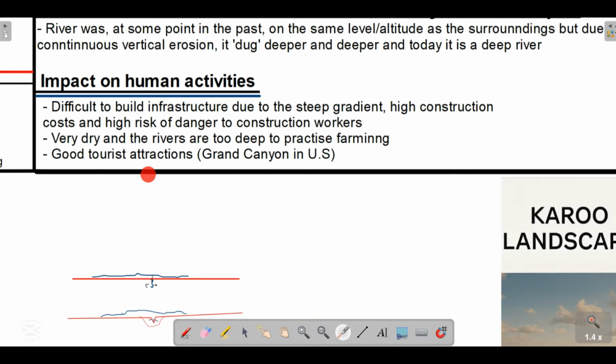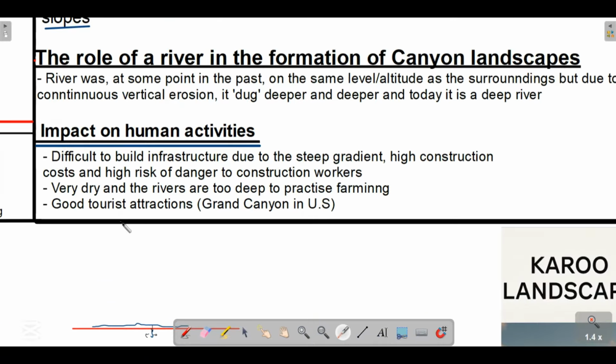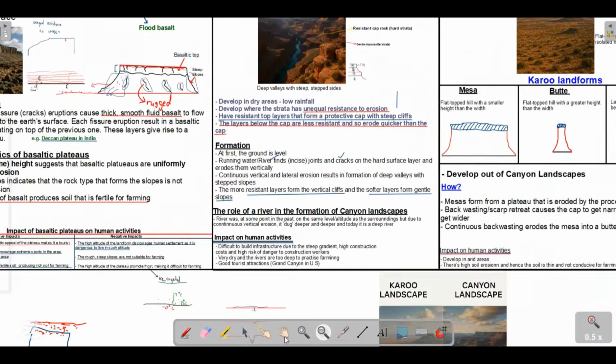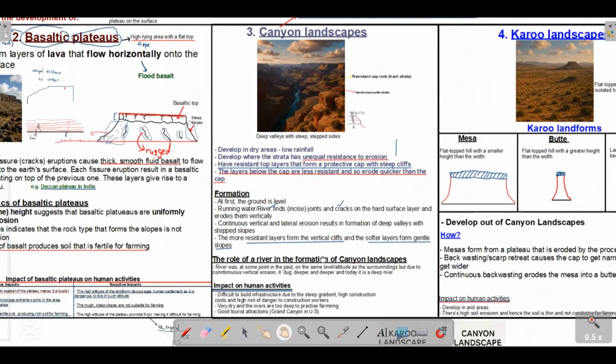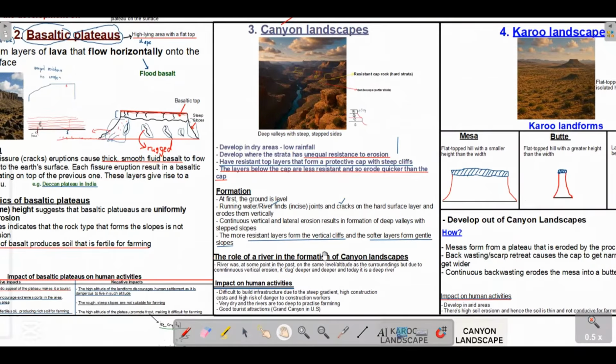But it's actually a good site for tourists. It's really beautiful. For an example, look at the Grand Canyon. The Grand Canyon is a perfect example of this. People come from all over the world to look at the beauty of the Grand Canyon in the US. So that is a good tourist attraction, so it's good for the economy. People come in, as I said, they spend money in your country, and so you benefit as a country there.